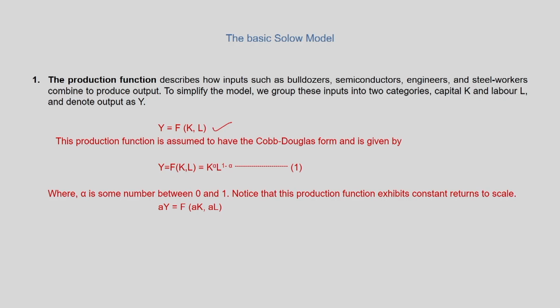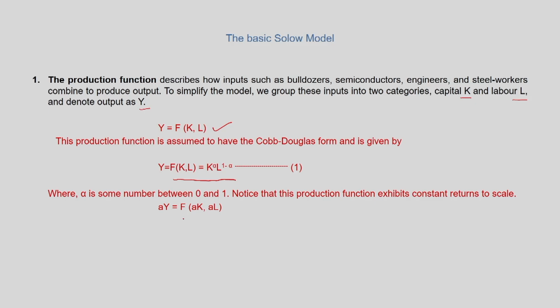We usually simplify the production function. To simplify the model, we group these inputs into two categories: capital denoted by K, labor denoted by L, and output denoted as Y. Here we are showing output as a function of capital and labor, and this production function is assumed to have the Cobb-Douglas form, given by Y = F(K, L) = K^α L^(1−α), where α is some number between 0 and 1. Note that this Cobb-Douglas production function exhibits constant returns to scale, which basically means that if all the inputs are doubled, output will exactly double.